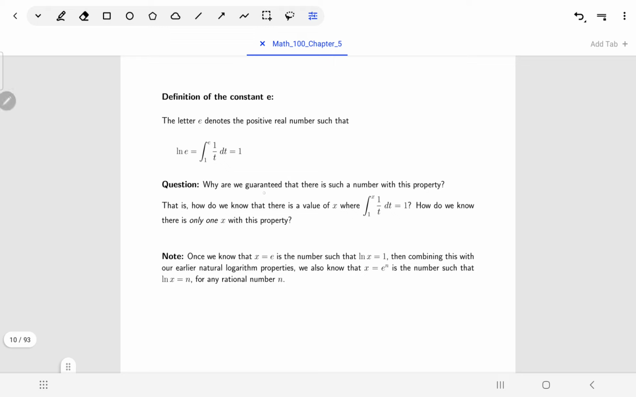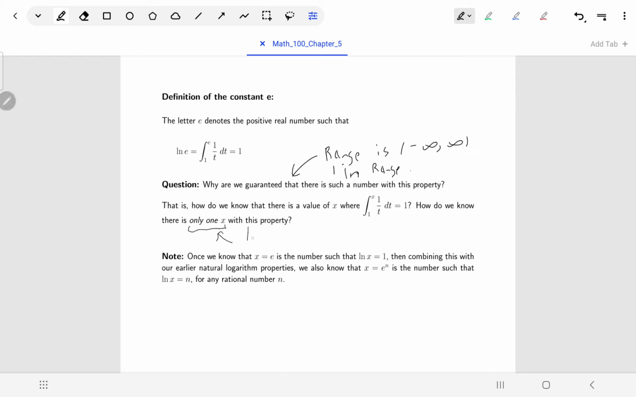So the first part, why are we guaranteed there's a number? Well, the answer for that is we know that the range of natural log is all real numbers, so definitely 1 is in the range. And if 1 is in the range, then there needs to be an x value there. So good for us. There's a guarantee there must be at least one value where natural log has a y value of 1. The question is, how do we know there's only one x value with that property?